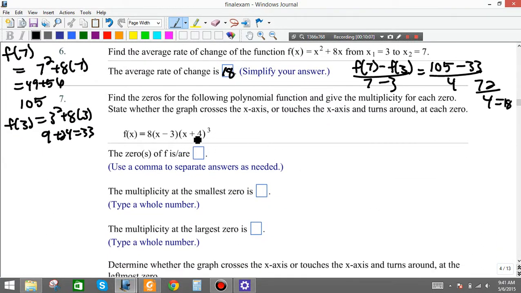To find the zeros of this function, you set it equal to 0 and solve. The zeros are when x is 3 or x is negative 4. The smallest of these zeros is negative 4, and so the multiplicity of a 0 is the power associated with that number, and so here it's 3. The multiplicity of the largest 0, well, that's the multiplicity of 3. That would be the number 1 here.